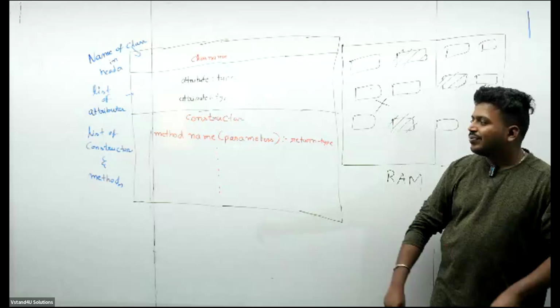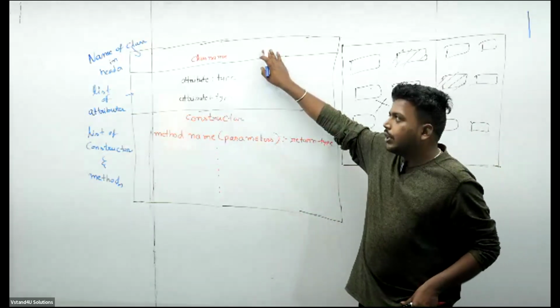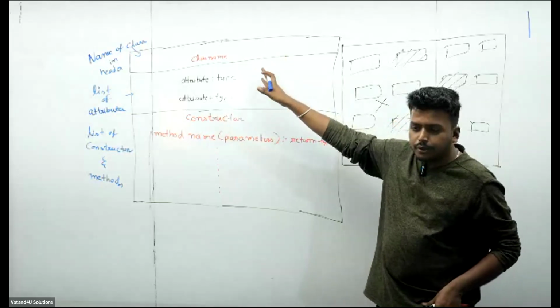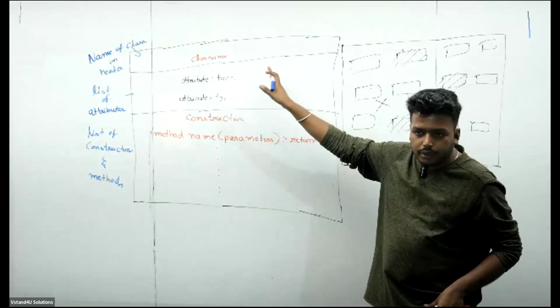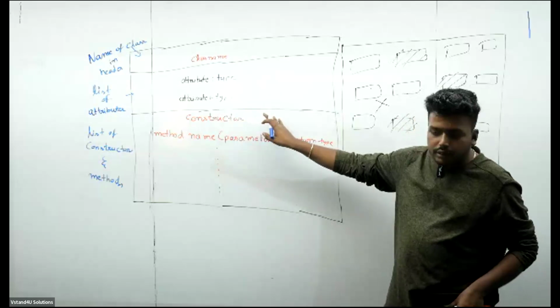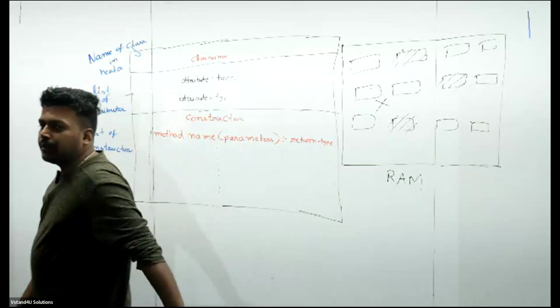The class diagram looks like this. This is the name of the class in the header. This is the attribute. What is meant by attribute? Attribute means variables. And here will be the constructor and methods. The class diagram will look like this.